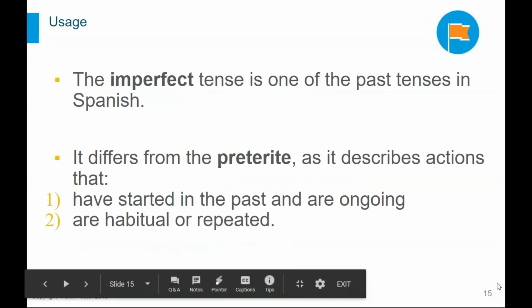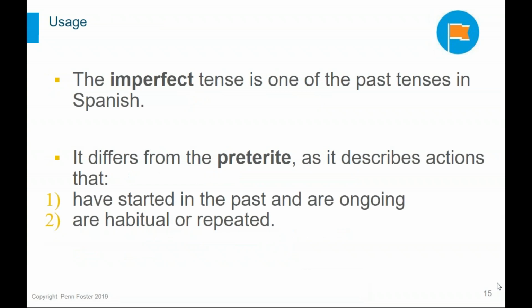As we move forward, we're going to transition to another tense, the imperfect tense, which is a big part of lesson 4 and something you'll be tested on. It's one of the forms of the past tense in Spanish. So now we're transitioning from present to past. It's different than the preterite tense, which is also a past tense, because imperfect deals with something that started in the past and is still ongoing.